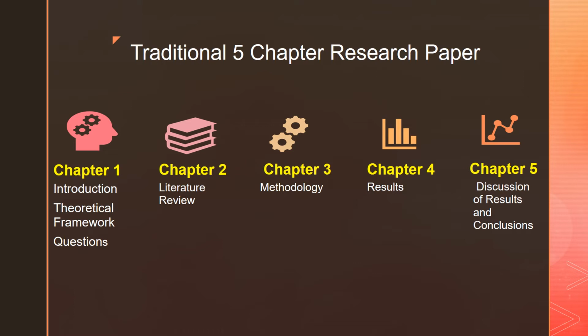So what are you going to study? Who are you going to have in your sample groups? When is this going to happen, and what kind of methodology? Are you going to do a qualitative study, or are you going to do a quantitative study? Chapter 4 is the results of your research methodology, and Chapter 5 is a discussion of the results and the conclusions. Now in the next few slides I will go into more details.